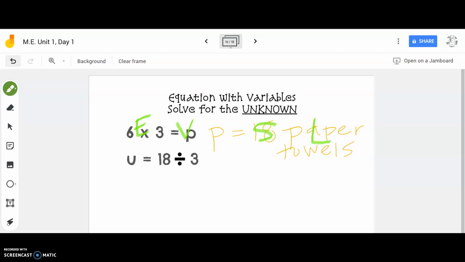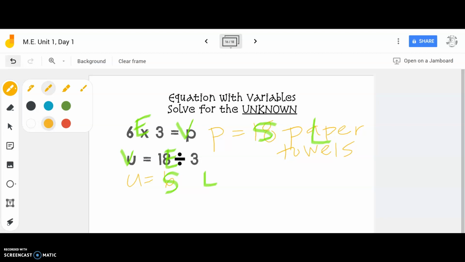So in this case, I have 18, which is my whole, divided by 3. I know that 18 divided by 3 is 6. So my U equals 6. And again, if I look here, I have my variable, my equation, which could be flipped around, my solution, and I could guess my label based on my variable U, which could stand for, let me get my right color here.